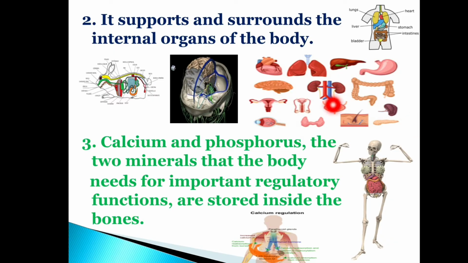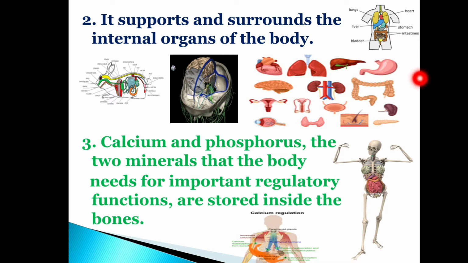Then it supports and surrounds the internal organs of the body. So the skeletal system supports and surrounds the internal organs of the body. So it protects the internal organs of the body. You can see here all these internal organs, they are protected. They are surrounded by the skeletal system, and it protects these internal organs.